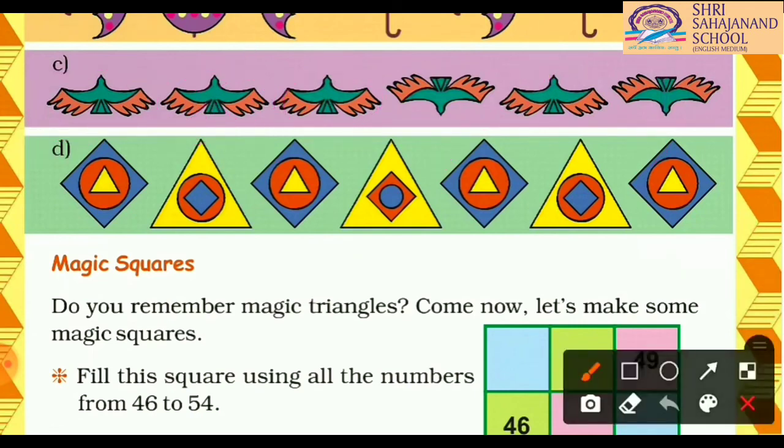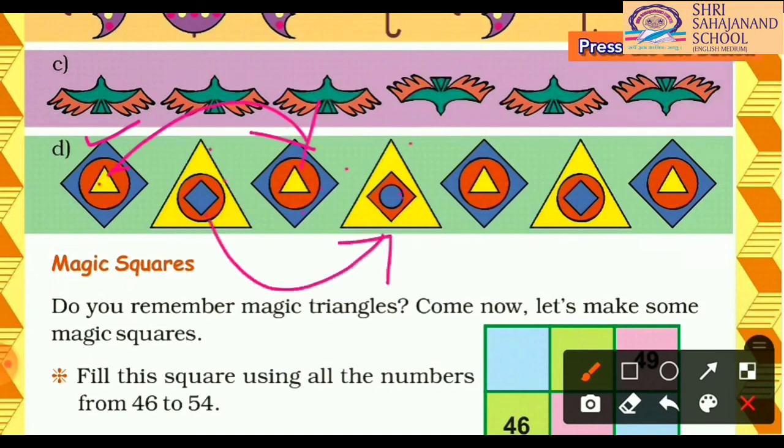Now the last one we have is D. This is made of square, circle and triangles. Outside we have a square, then in the middle we have a circle, and at last we have a triangle. In the next picture we have triangle, circle, square. Then in the next picture once again we have the first one, square, circle and triangle. So in the next picture we should have triangle, then circle. Here we don't have a circle. Then at last we should have a square.